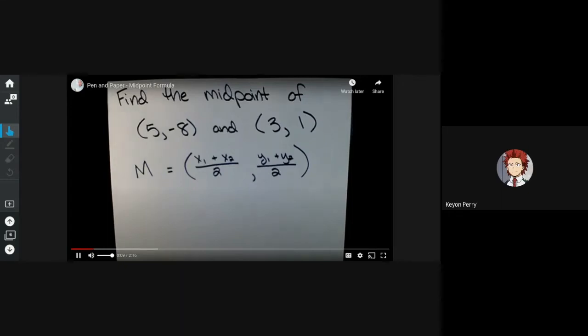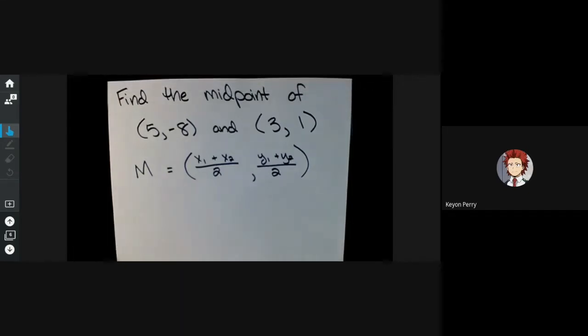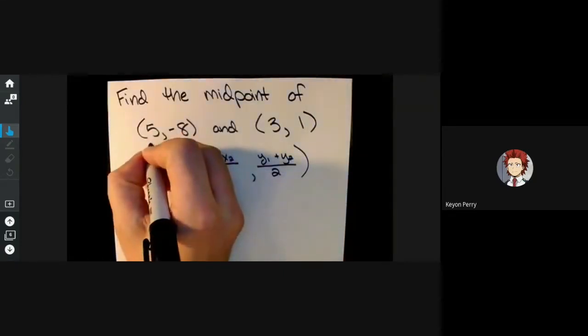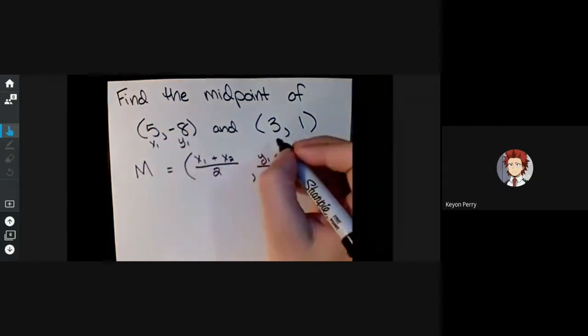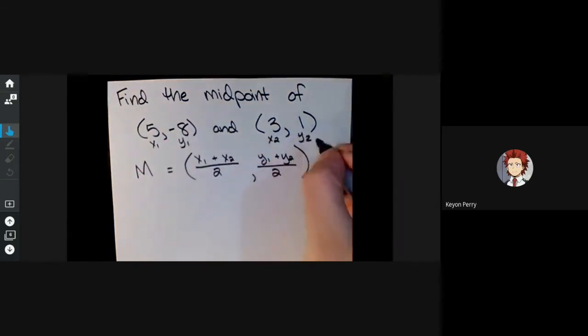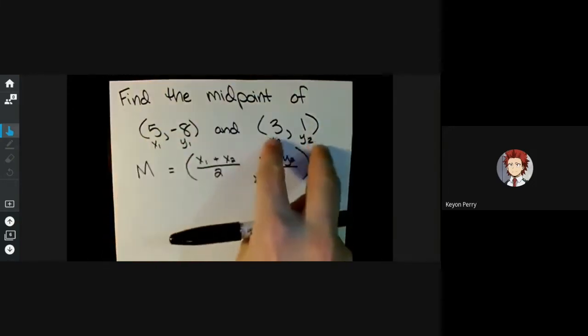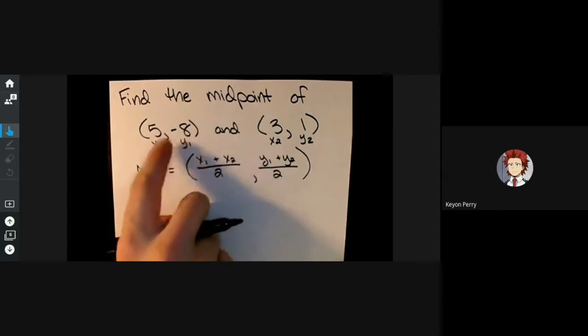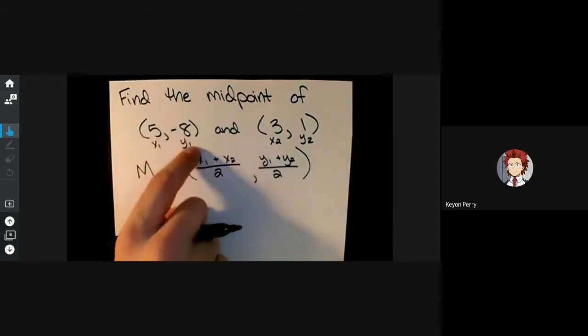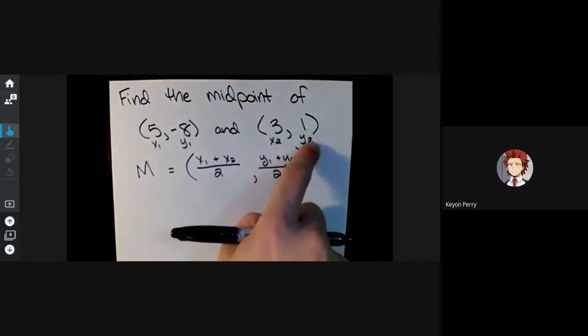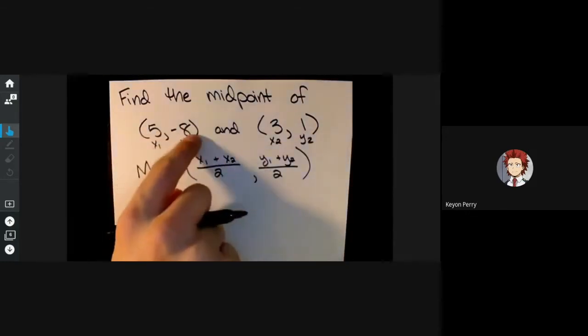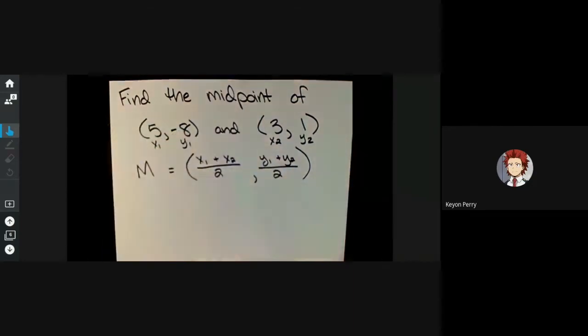Okay, we are being asked to find the midpoint of these 2 points right here, (5, -8) and (3, 1). The midpoint is exactly what it sounds like. It's the middle. It's the average. So I'm going to use the midpoint formula right here, and I'm going to label my points x sub 1, y sub 1, and x sub 2, y sub 2. It doesn't matter which one I call the ones, as long as I use the same number for each. I have to keep the 1's together and the 2's together, and x and y in order.